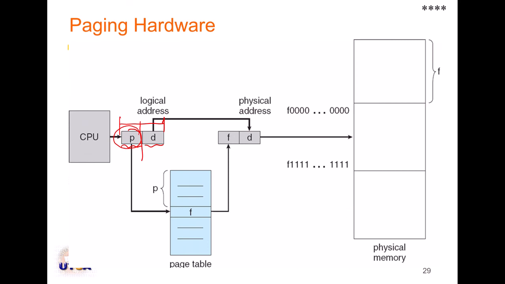For that, we are maintaining what's called a page table. Let's just shortly call it page T. You can think of that as an integer array. And by using these P bits, whatever number they make, let's call that the page number, right?